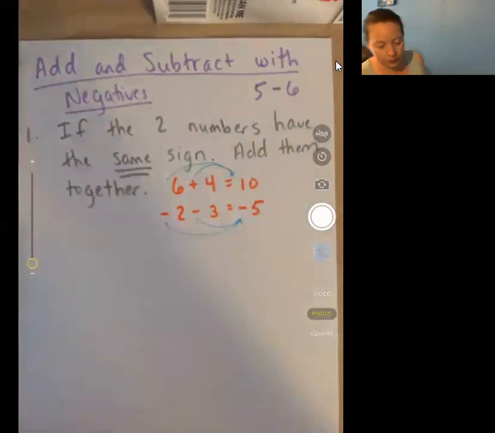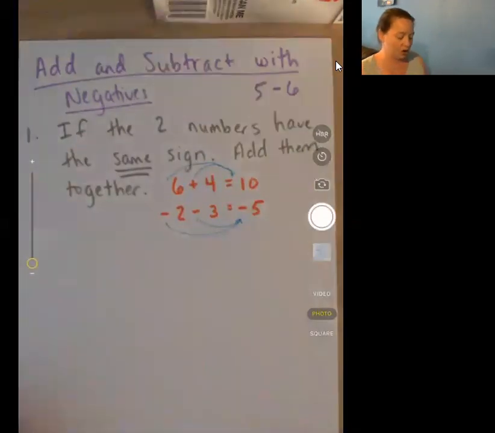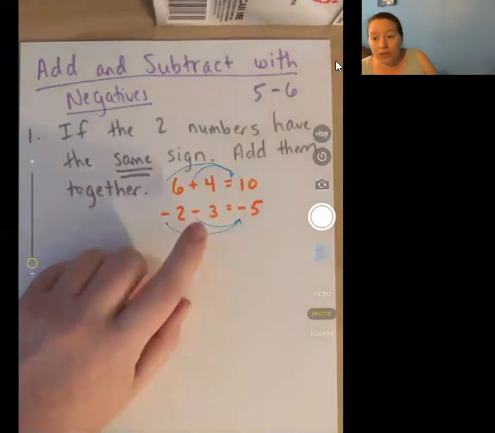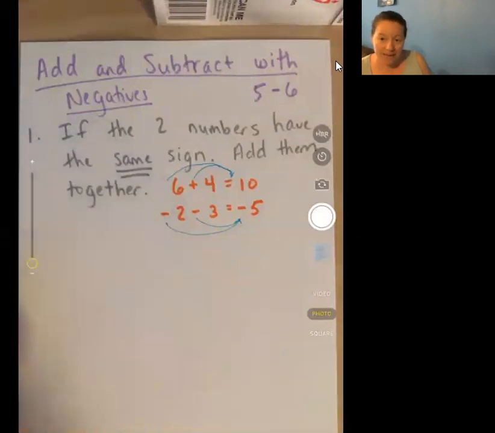So that's number 1. If they have the same sign, if they're both positive or they're both negative, you add them together. I'm going to have number 3, which is the actual rule for what sign you put in front of it, but it'll end up being the same sign as everything else if it is.